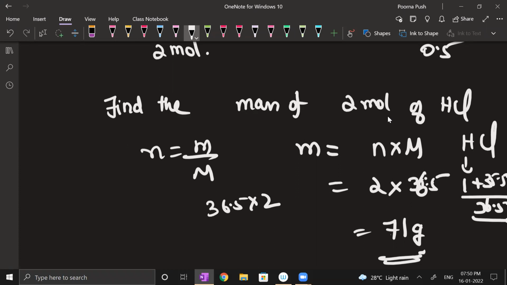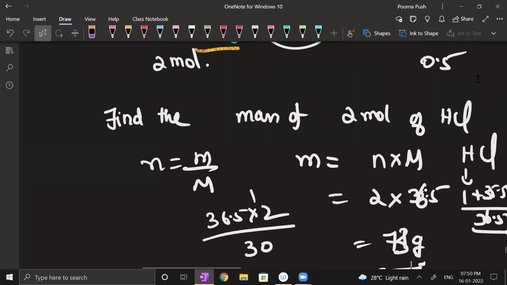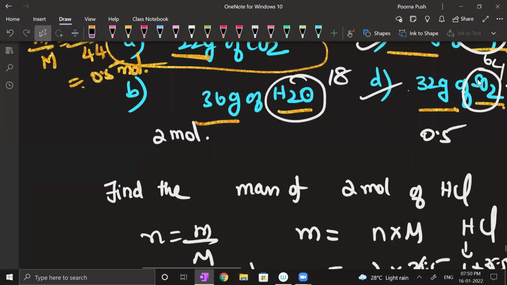Check it. It is 73, miss. 73 grams. Okay, understood? So if they ask for moles, use small m by capital M. If they ask for mass, just rearrange the formula, that's all. All of you have written?